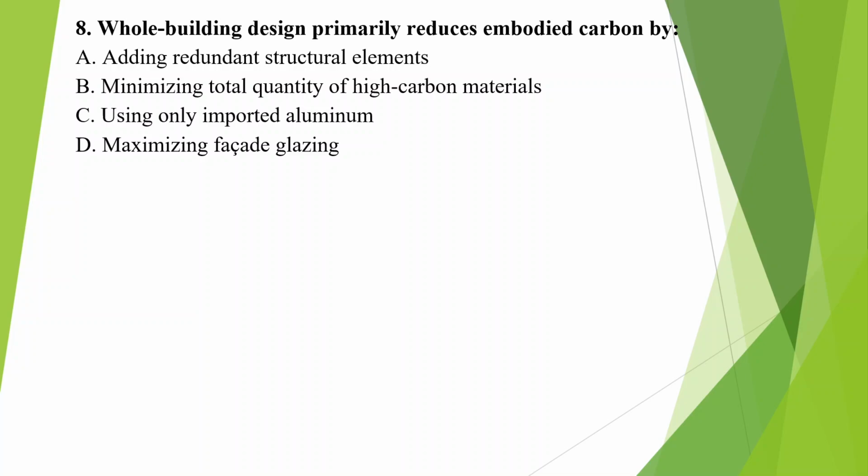That is, whole building design considers early stage design, as you all know, and this will reduce the use of carbon intensive materials. Which are carbon intensive materials? These are steel, concrete, or petrochemical insulation, and overall optimizing the entire system for efficiency. That's why minimizing the total quantity of high carbon materials is the correct answer for this question.